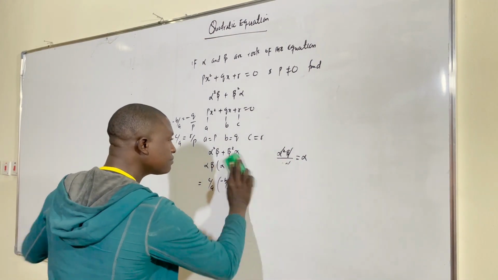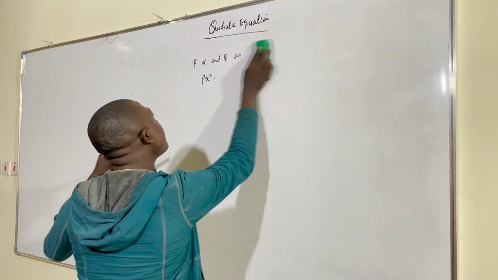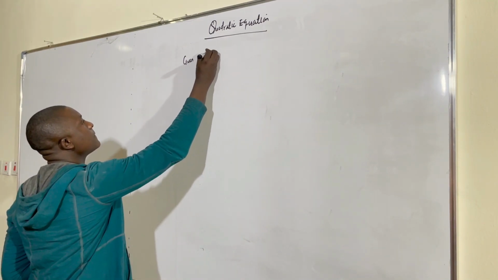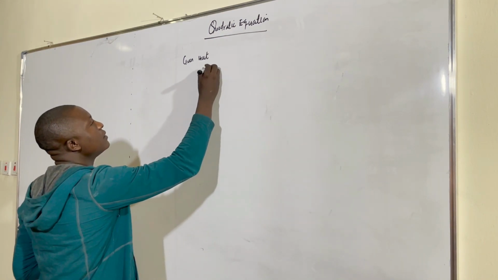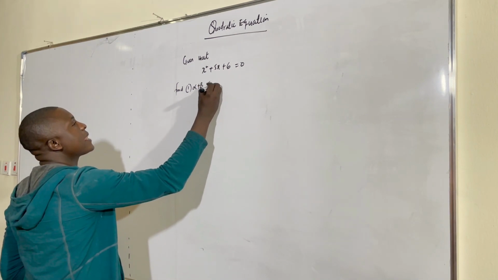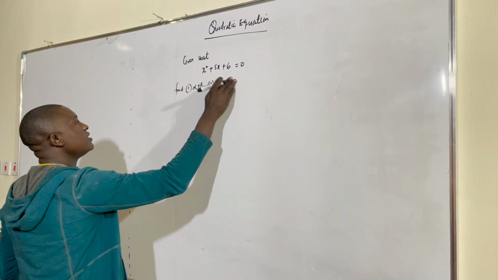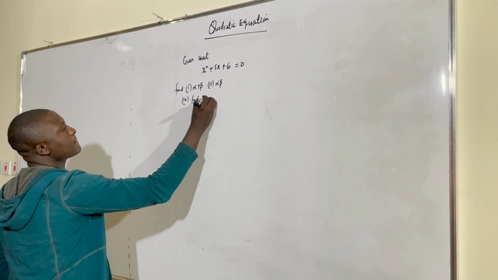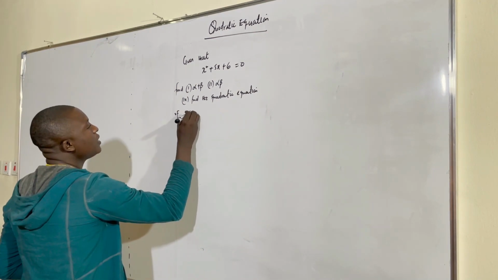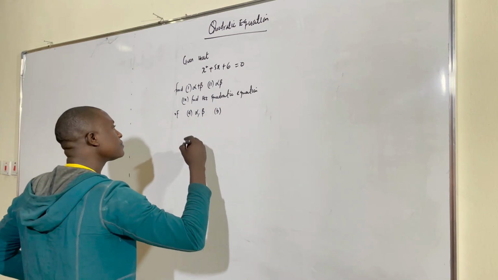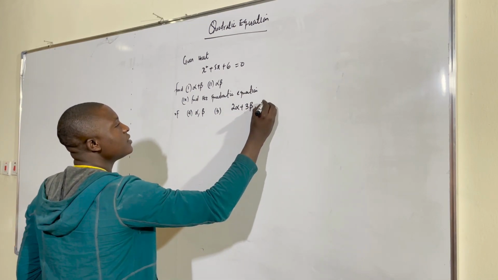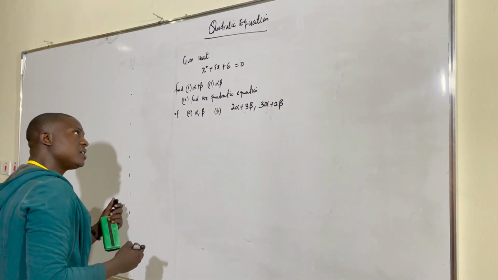Let's see another problem. They said given that x squared plus 5x plus 6 is equal to 0, find (1) alpha plus beta, (2) alpha beta, and (3) the quadratic equations of (a) alpha comma beta, and (b) 2 alpha plus 3 beta, comma 3 alpha plus 2 beta. So let's just take this one for example.